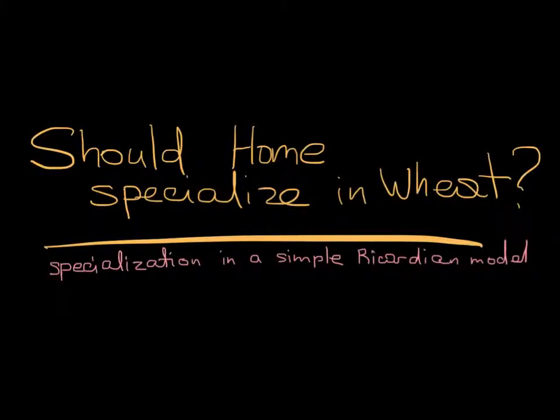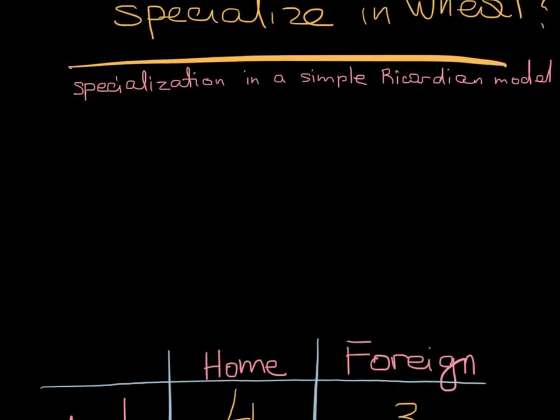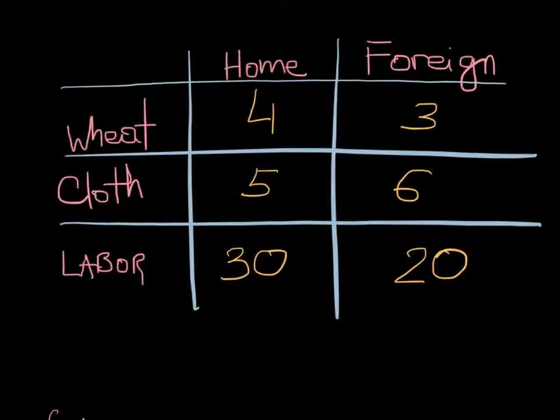In this video tutorial, I will explain how countries decide what to specialize in a simple Ricardian model of trade. We will start off with a setup that is similar to the one that we saw in class. There are two countries in this stylized world. There is home and foreign. They can produce either wheat or cloth.